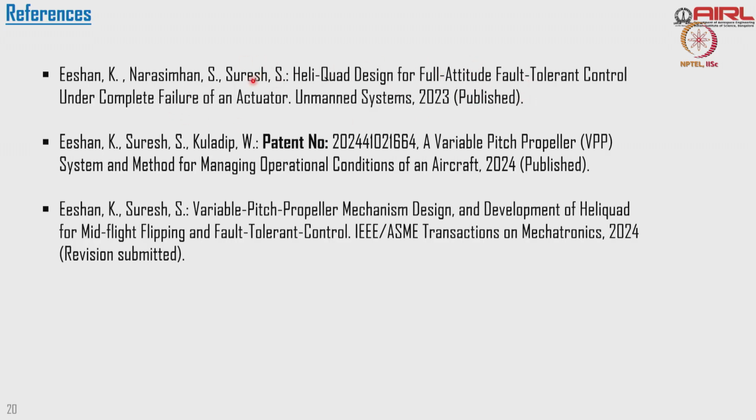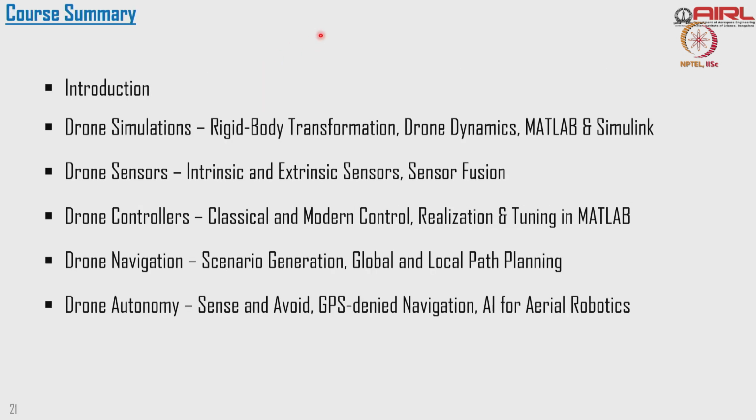Now, we are coming to the end of the course. I just want to give a summary of the course, right. What we did in the beginning, we started with the basics of drones, how you operate the drones, types of drones, and then we brought in 5 different modules. Module 1 talks about drone simulation itself, what is rigid body transformation, and getting the drone 6 degree of freedom model. Once you have the 6 degree of freedom model, can we realize those 6 degree of freedom equations in MATLAB, right.